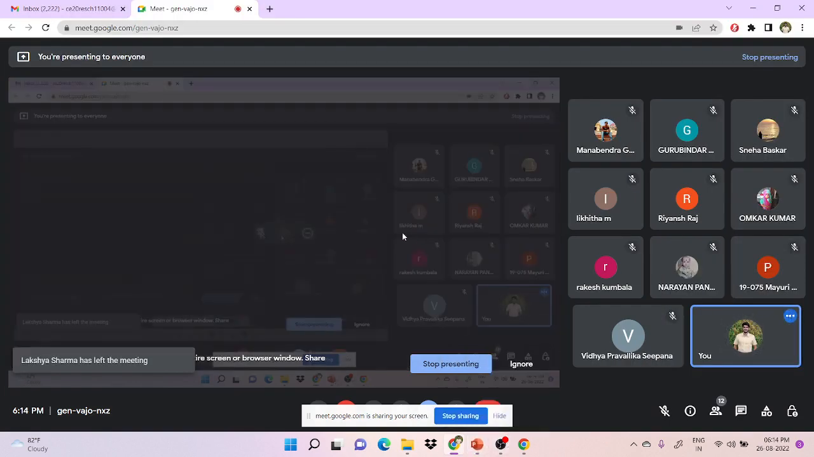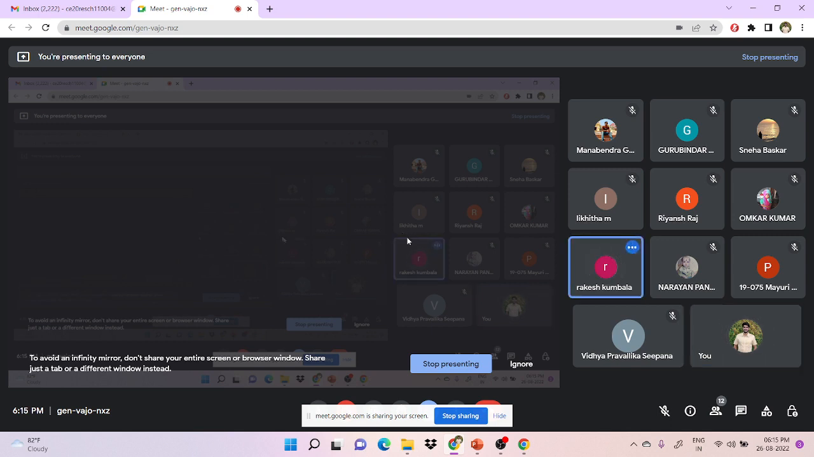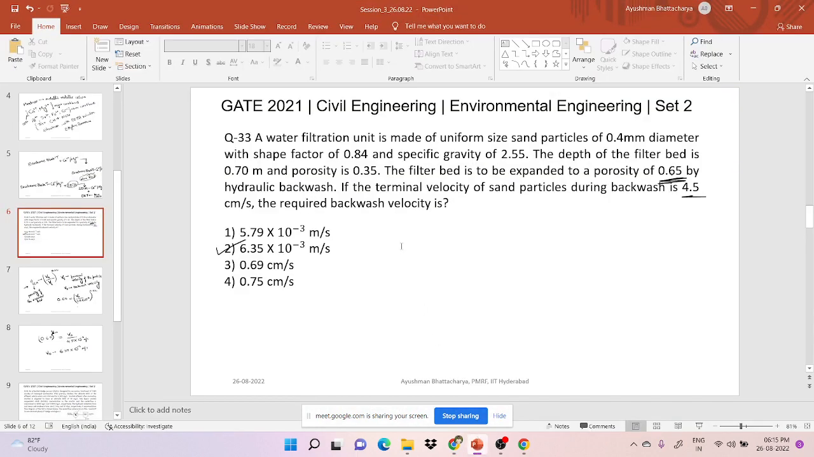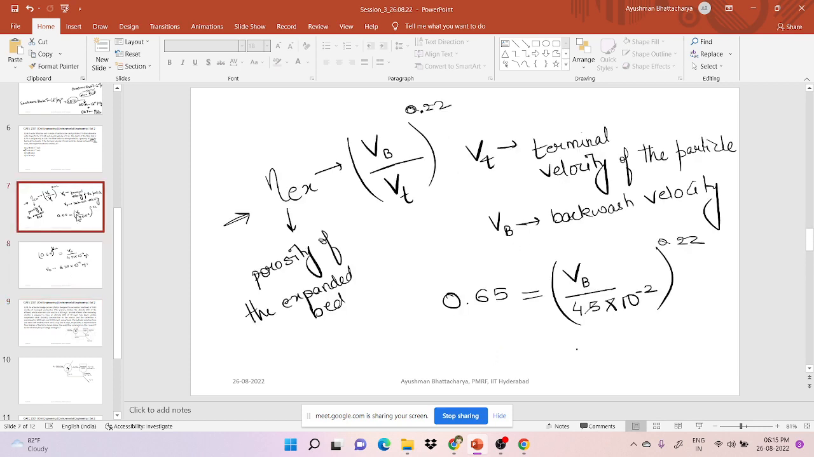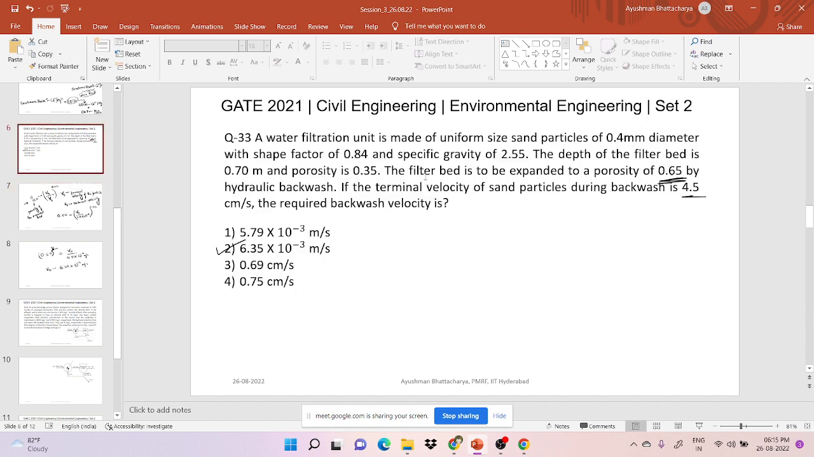If it is clear, does anyone have any doubt? Rakesh Kumbala, is it clear? Yes, sir. So this is the third question. If anyone wants me to explain it a second time, I will again explain it one more time.